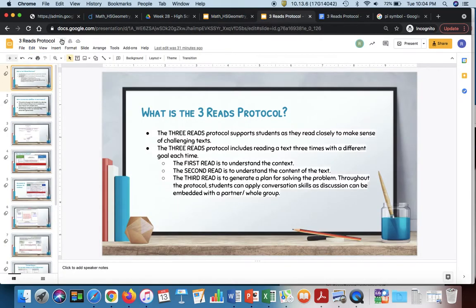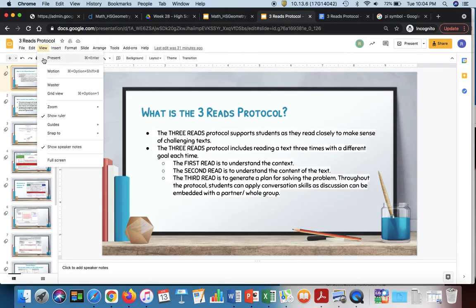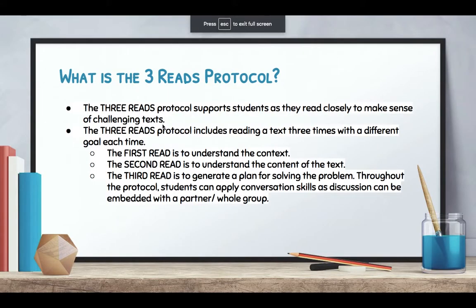So I'm going to do a brief presentation on what it is and then show the sample. So what is the 3 reads protocol? It supports students as they read closely to make sense of challenging texts. It includes reading a text, and in our case, a problem, 3 different times with a different goal each time. First read is to understand the context. The second read is to understand the content of the text or problem. And then the third read is to generate a plan for solving the problem.